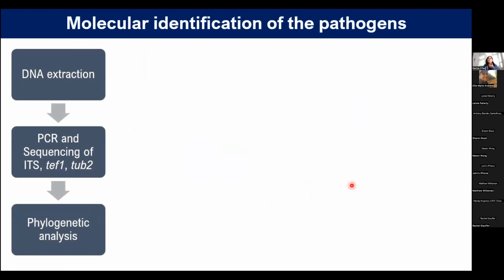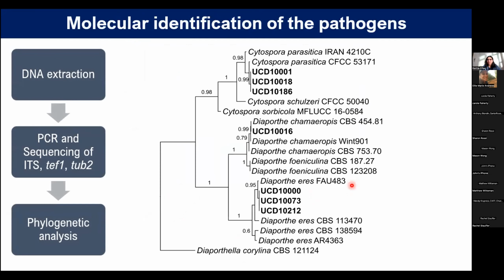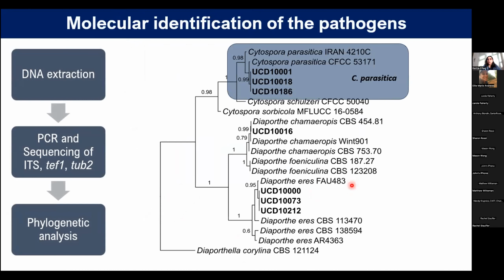After we found those pathogens, what we needed to do was a DNA extraction to confirm the identity of the pathogens based on their DNA, and then a phylogenetic analysis. So here you can see the analysis that we did.